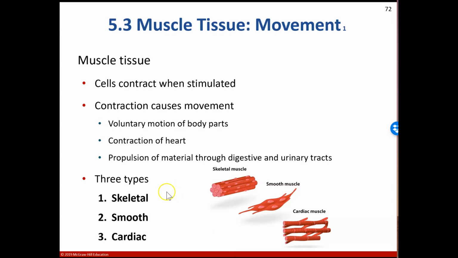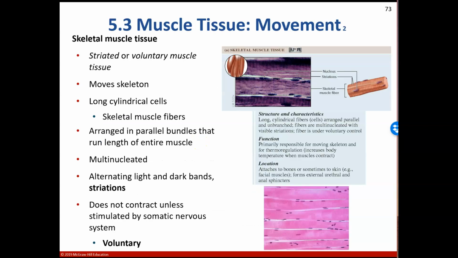So of course, we've got our three different types. Skeletal muscles are going to be the ones that give us voluntary motion. Our smooth muscle will be the one that gives the propulsion of material through the digestive and urinary tracts. And then our cardiac muscle will help with the contraction of our heart. We'll start off describing our skeletal muscle tissue.